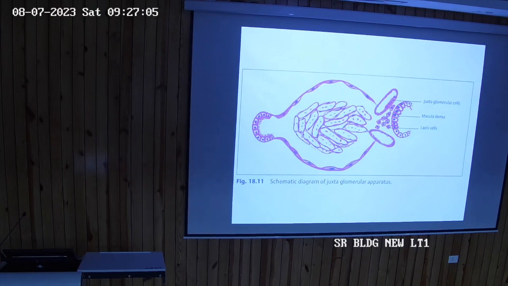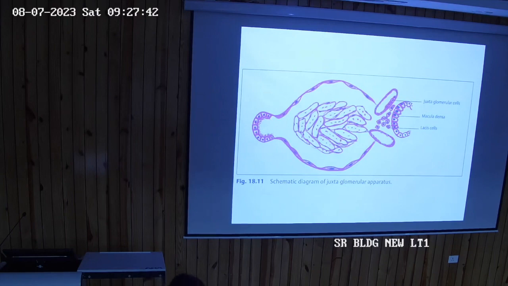And third, you look between the afferent arteriole and the distal convoluted tubule, you are seeing another set of extra cells. These are the Lacis cells. The function of Lacis cells is not clear, but it is believed that they are responsible for the erythropoietin hormone. What is the function of erythropoietin? It stimulates the bone marrow for erythropoiesis.